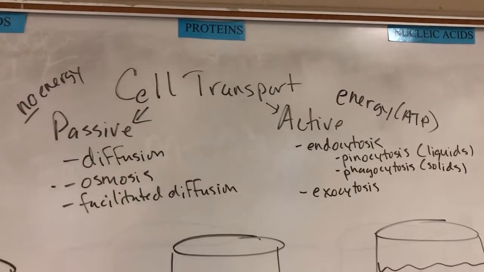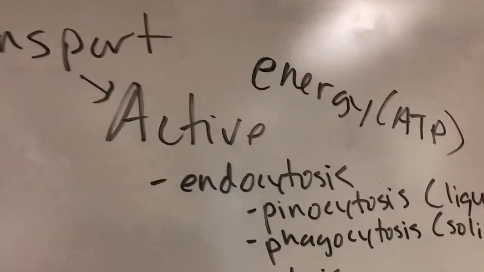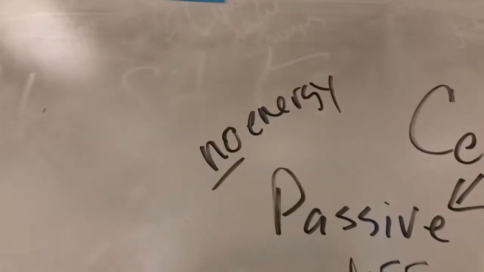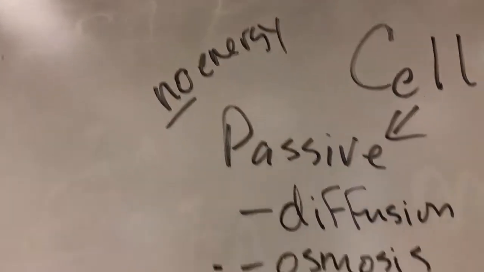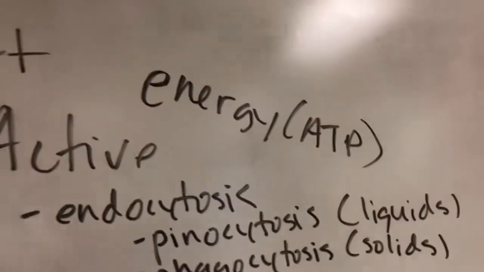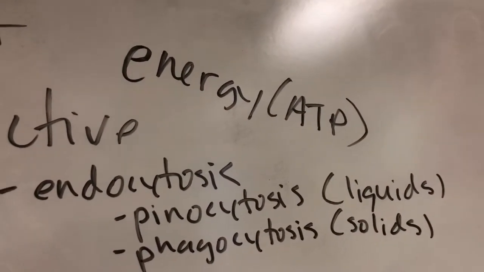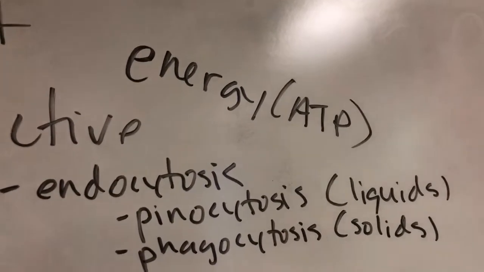Now, there's two types of cell transport. There can be passive transport or active transport. In passive transport, you're not going to have any energy, so molecules are going to move from high to low concentration. And in active transport, it requires energy because you are moving molecules from low to high concentration, against the concentration gradient.